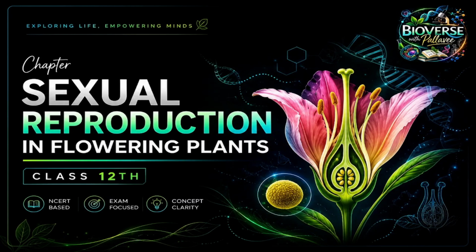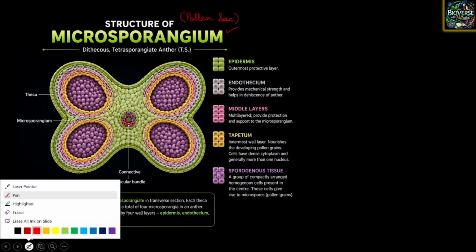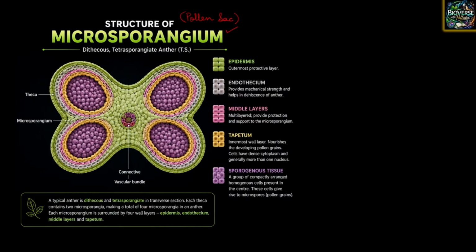So let's get started. The very first thing that we are going to study is the microsporangium. We have discussed that the microsporangium refers to the pollen sac. So a total of 4 pollen sacs are going to be present. In this diagram, children, you see that this layer is the outermost protective layer that we call the epidermis. We need to remember that this layer is only single celled and it is protective in nature.